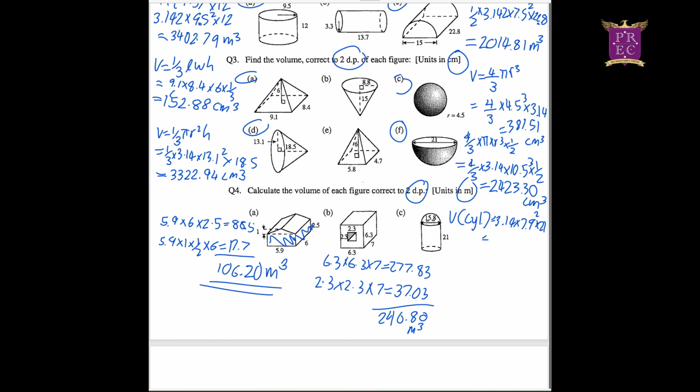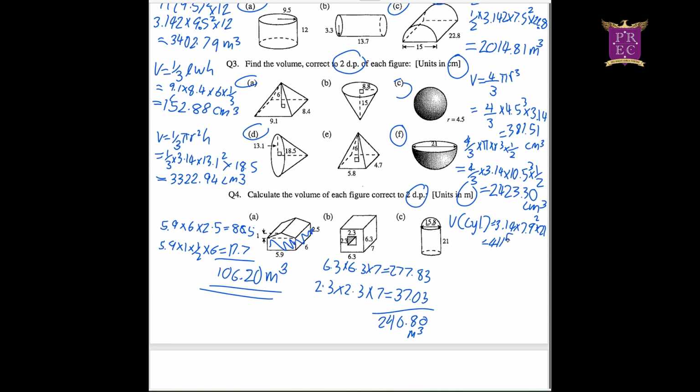See what you get. Put that in the calculator. 21 times 3.14 times 7.9 to the power of 2. I got 4,115.32 cubic meters.